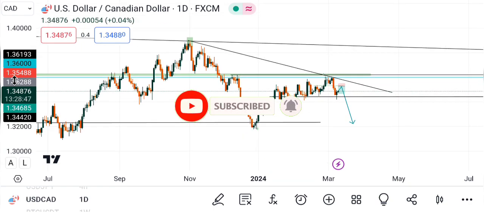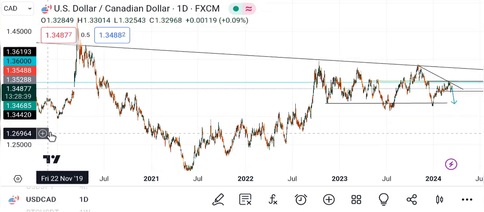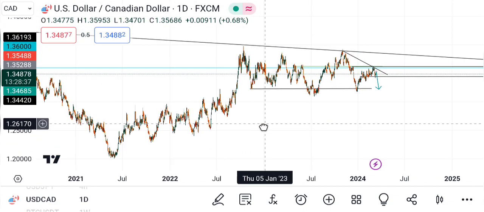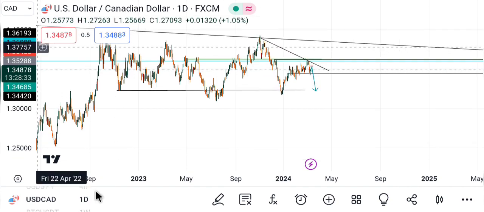Alright, let's go. So I'm currently looking at USD Canadian dollar. As you can see, the US Canadian dollar has been on a downtrend. It's a downtrending market. So let's dive in. This is the daily time frame. So let's dive into the 4-hour time frame.